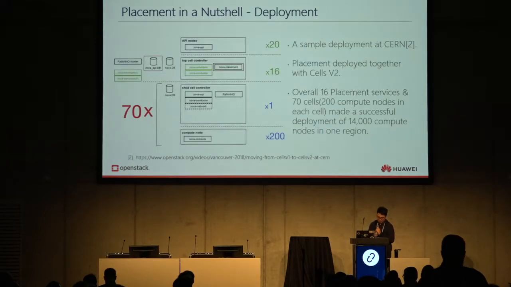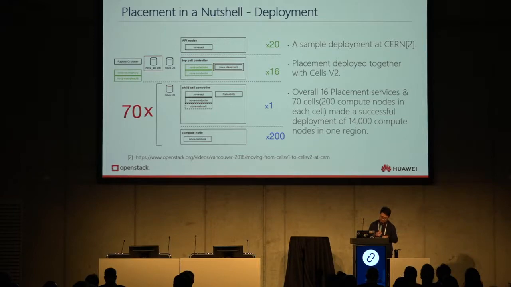And here is a very good example of how to scale placement in real deployments. This is an example deployment CERN shared at the Vancouver Summit, and placement is deployed together with the Cells V2 architecture. As we can see from the graph on the left, they have deployed over 16 placement services across 70 cells. And they have 200 compute nodes for each cell, so it's overall 14,000 compute nodes in one region. That's really pretty huge, and it also shows that placement can serve this kind of large deployment.